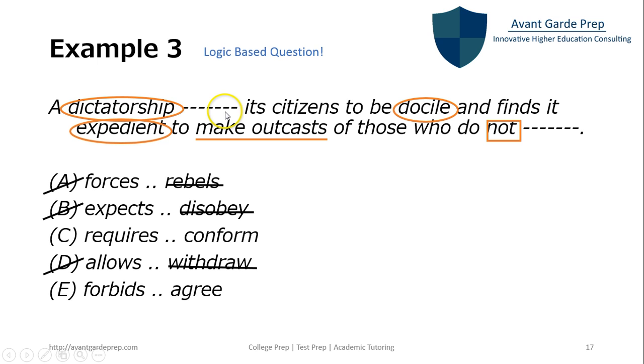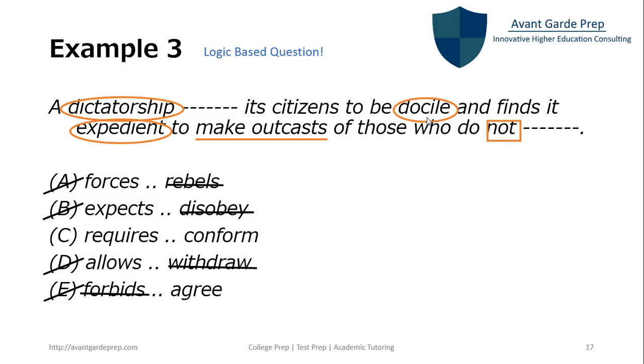This blank is an action that the dictatorship is taking towards its citizens. So a dictatorship requires its citizens to be docile. Remember, docile is submissive. And since it would be helpful if they want people to conform, then requiring docility would be very helpful. So we're going to keep answer choice C around. That sounds good. Let's look at E and make sure it's not better. And it says a dictatorship forbids its citizens to be docile. Well, even though they want people to agree with them, forbidding docility would not make sense. So that takes E out of the equation for us. Alright, so that means we're left with C.